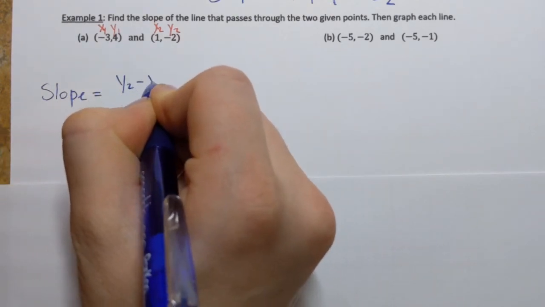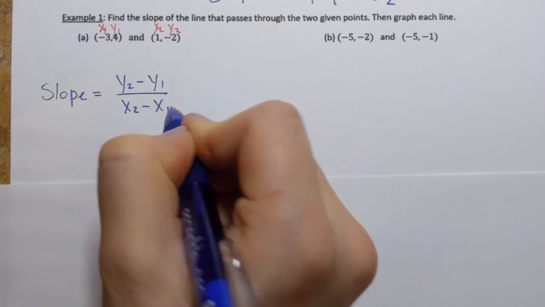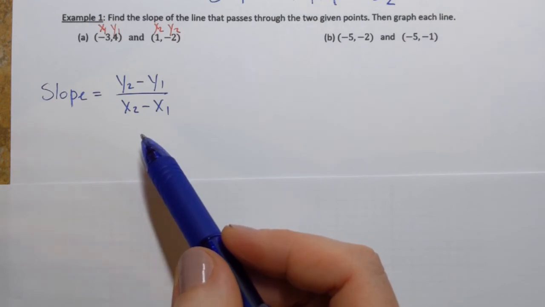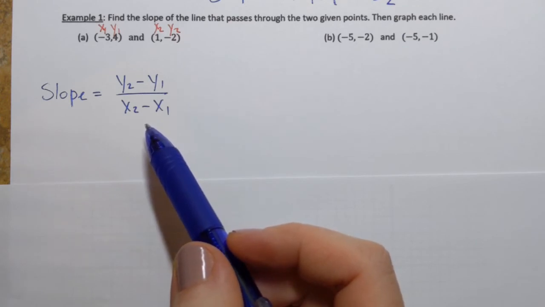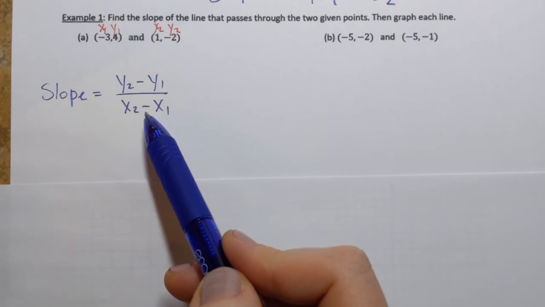Try to remember that in the numerator it's always y values, and in the denominator it's always x values or x coordinates. And that is consistent with what we know about finding the slope by taking rise over run. Rise is always the vertical change, that's why we use the y coordinates on the top, and run is the horizontal change, so we use the x coordinates on the bottom.